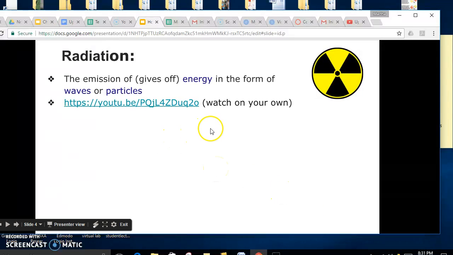So a little bit about radiation. The emission of radiation means giving off energy in the form of waves or particles. This is a video you are going to have to watch on your own. So you are going to have to go to the PowerPoint and load this up and actually go to this YouTube video.